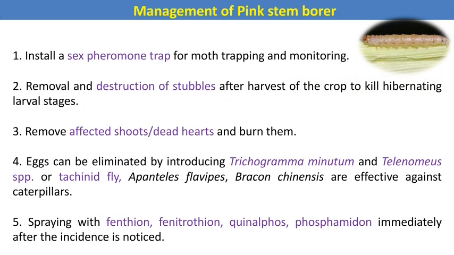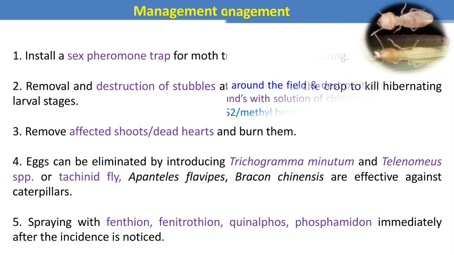Then for the management of the pink stem borer, we can install a pheromone trap for mass trapping and monitoring purposes. Then we can remove the destruction of stubbles, affected shoots and dead hearts. Then eggs can be eliminated by introducing Trichogramma minutum. It is one of the egg parasitoids, and Telenomus species are also egg parasitoids we can use against the pink stem borer, and these are some of the recommended chemical insecticides against the pink stem borer.